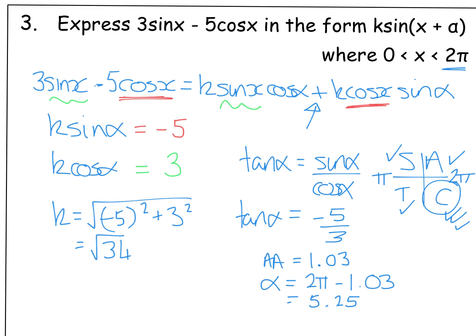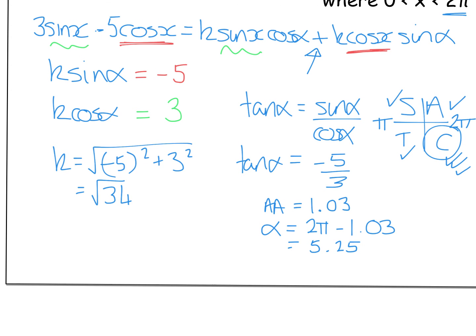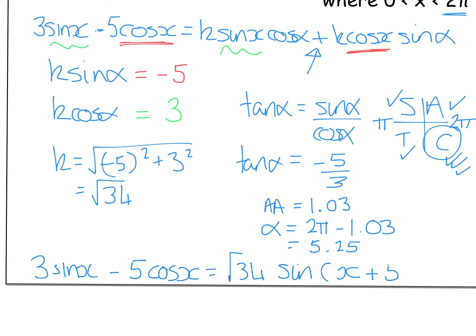And then from there, that's us done. So to finish the question off, I rewrite that 3 sine x minus 5 cos x equals the square root of 34 sine bracket x plus 5.25. So remember, in your radians mode, your answer should be between 0 and 6.28 or 0 and 2 pi. So I hope that's helped.